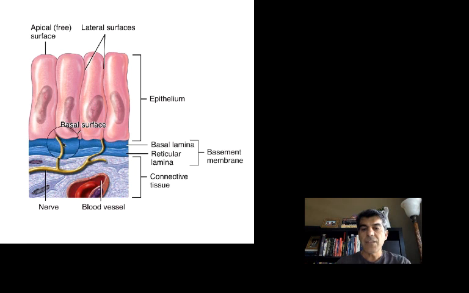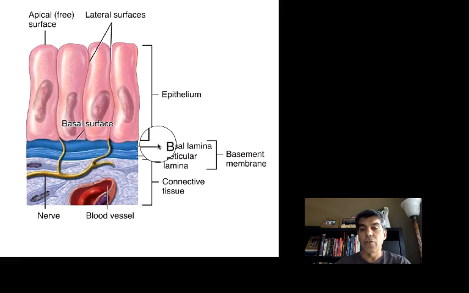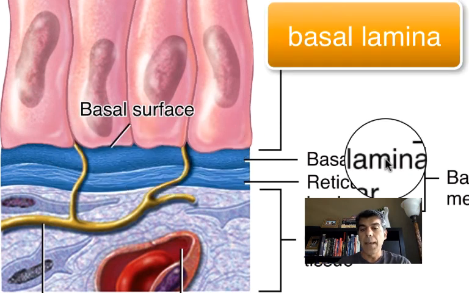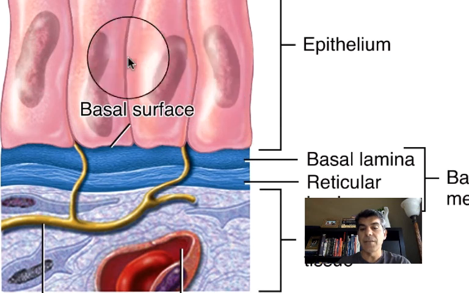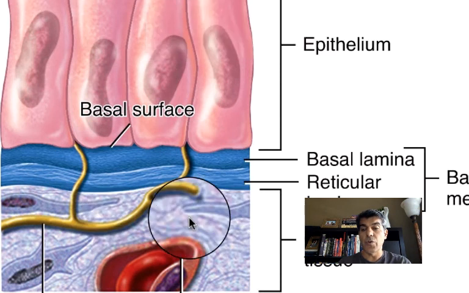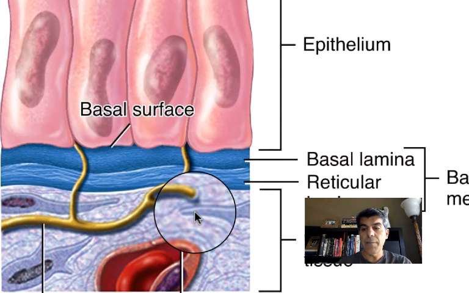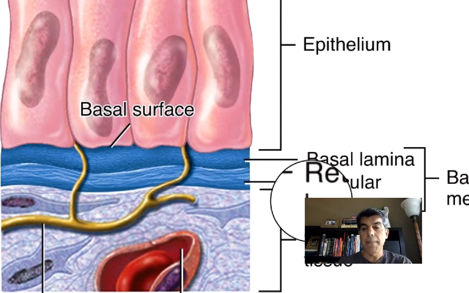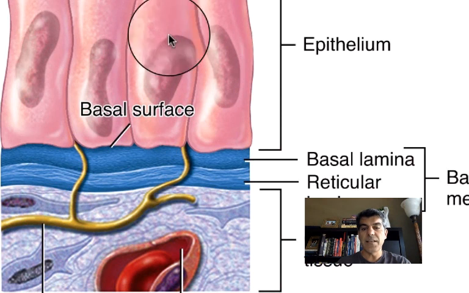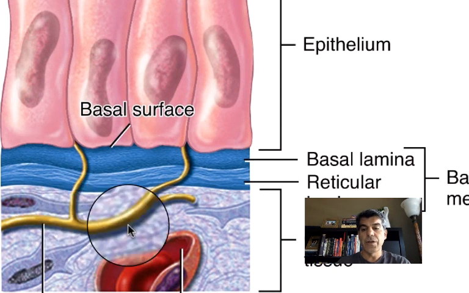Now, the basement membrane is nothing but secretion which is produced by epithelial tissue and connective tissue. Therefore, basement membrane is composed of two layers. The first layer is called basal lamina. Basal lamina is secreted by epithelial tissue. The second layer is called reticular lamina. Reticular lamina is produced or secreted by connective tissue. Therefore, we say basement membrane is composed of two layers, basal lamina and reticular lamina. Basement membrane is the anchorage point for epithelial tissue. It basically keeps the epithelial tissue connected to your connective tissue.